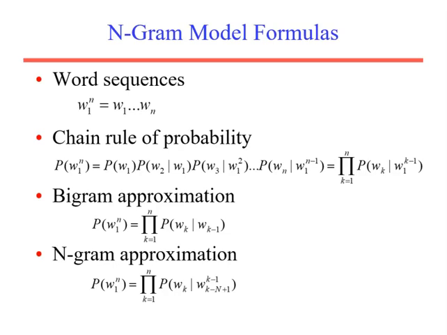If you're using bigrams, then you're only calculating the conditional probability of a word given the previous word, so the probability of word k given word k minus 1, and then you multiply these probabilities across all the words in your sentence. That will give you the probability of a given sentence. The n-gram approximation is the probability of word k given the previous n minus 1 words, from k minus n plus 1 to k minus 1.